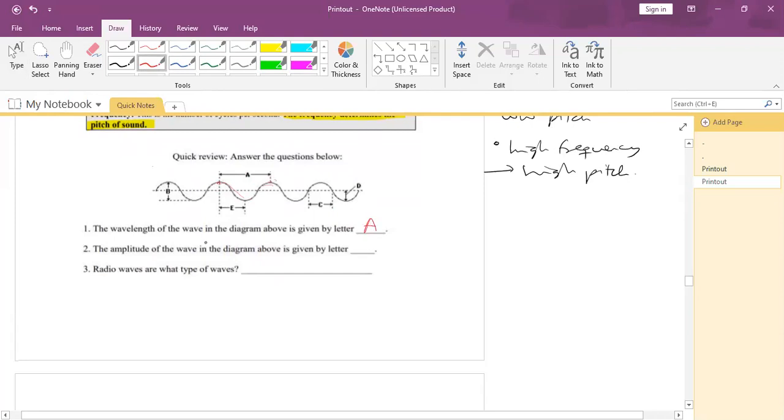Then the amplitude of the wave in the diagram above. Amplitude.